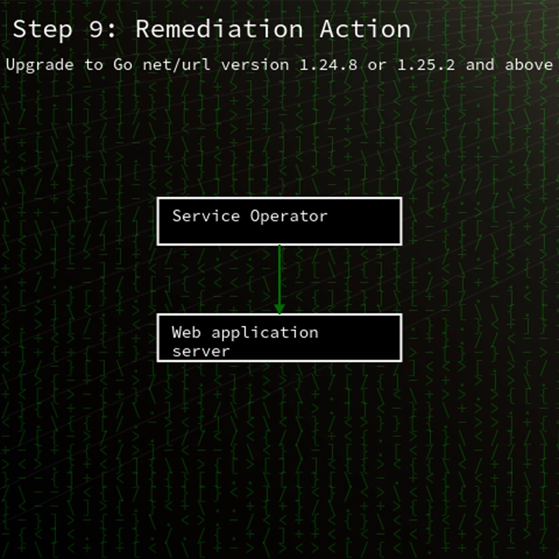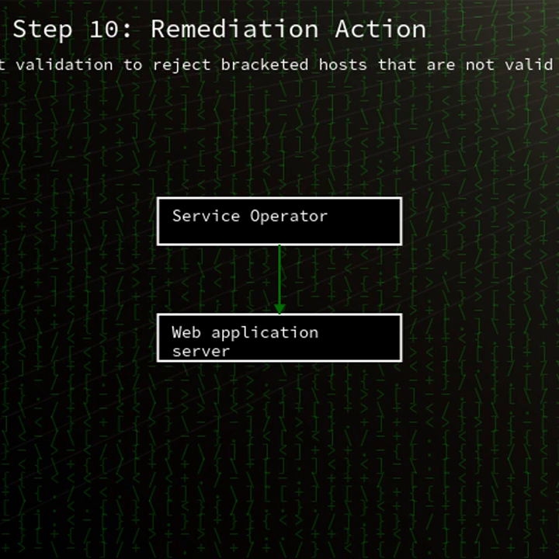openSUSE has released updates addressing this and other vulnerabilities. Review any URL handling code for assumptions about bracketed host names, and consider adding additional validation or firewall rules to mitigate potential exploitation until systems are fully patched.